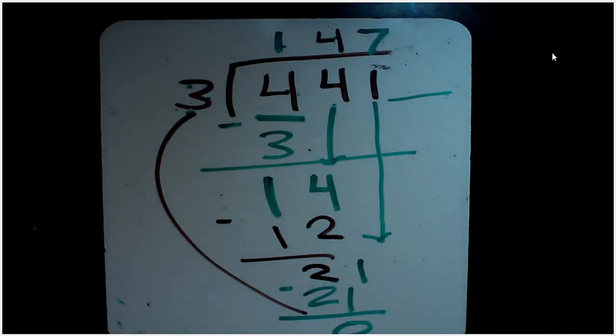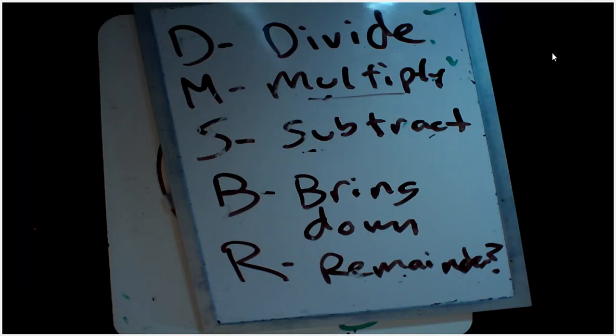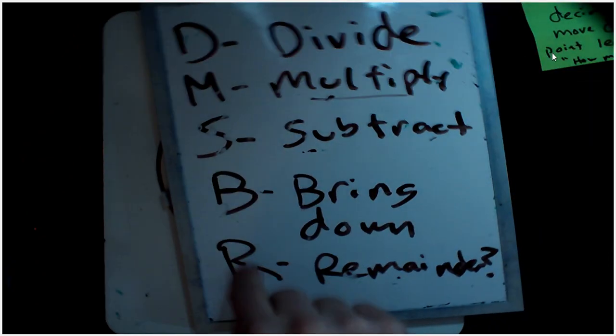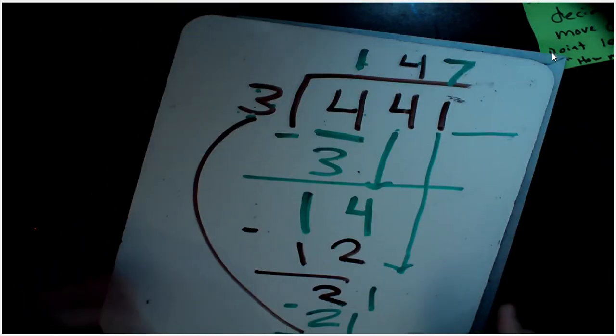I want to emphasize this with all of you right now as a good habit when you're doing long division: be careful with your work and write it neatly. Attend to precision. I would write down DMSB R, does McDonald's sell burgers really, as a guide to help you with those steps. And not to get frustrated.